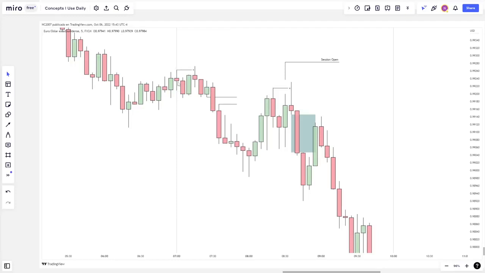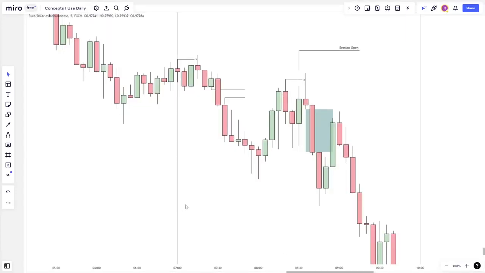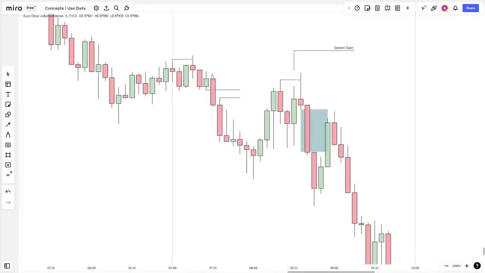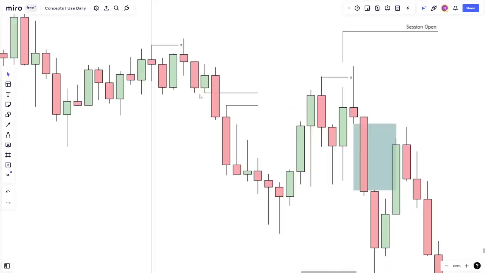So this is the open to the kill zone, right? 7 a.m. Trades a bit higher, so we could say that that's market protraction. Takes buy side liquidity, starts going lower, creates a higher high, a lower low, a low, a high, a lower low, right? So this is a market shift below that low.